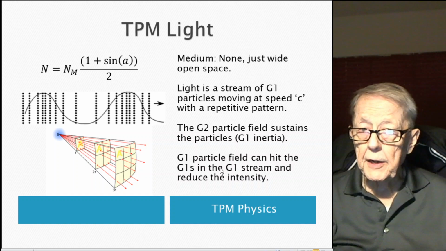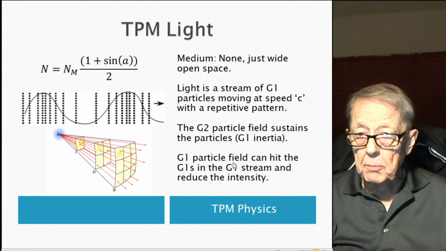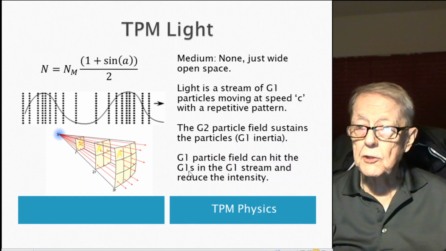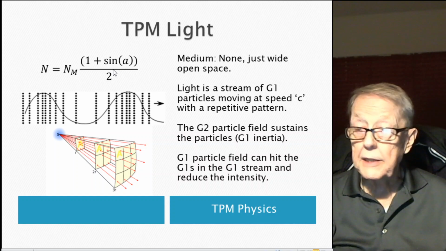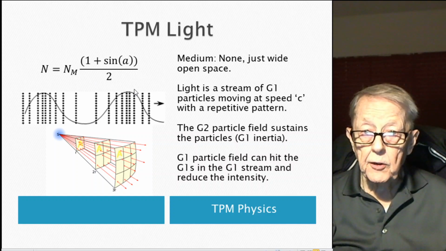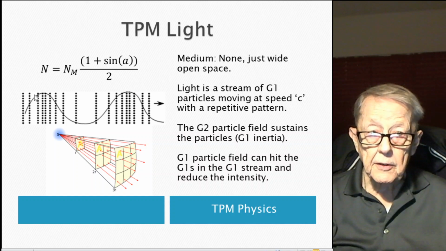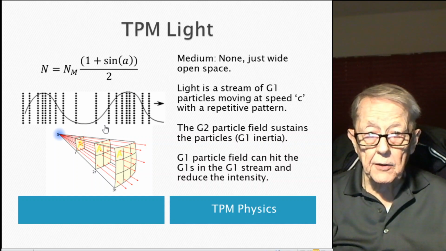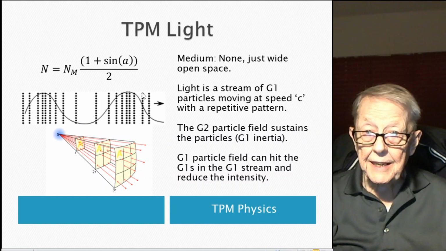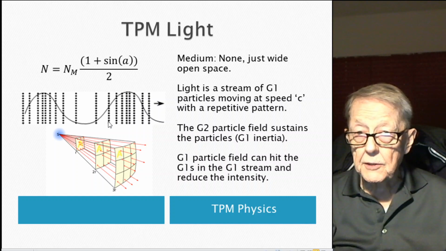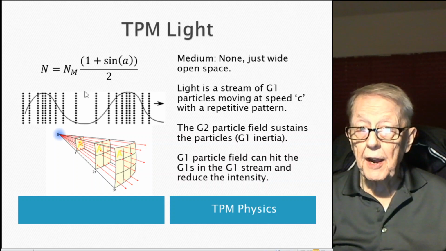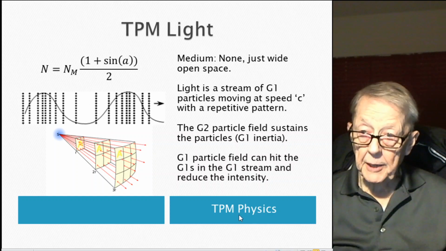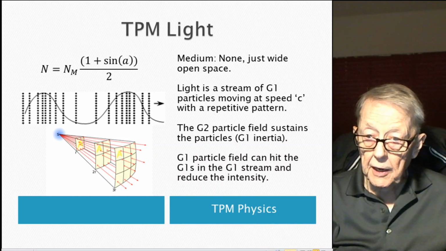But here's another thing that has to do with the intensity. The G1 particle field, not the G2, can hit the other G1s, and they'll collide and bounce off each other. You could have a G1 particle come flying through here and knock this one out, and he's gone. Knock these out, and the amplitude goes down. You can knock these out here, but it probably won't make much difference because the amplitude is determined by the number of particles at the peak. So the intensity can be reduced by other factors. But even so, a light meter can be used to measure the light in a room.